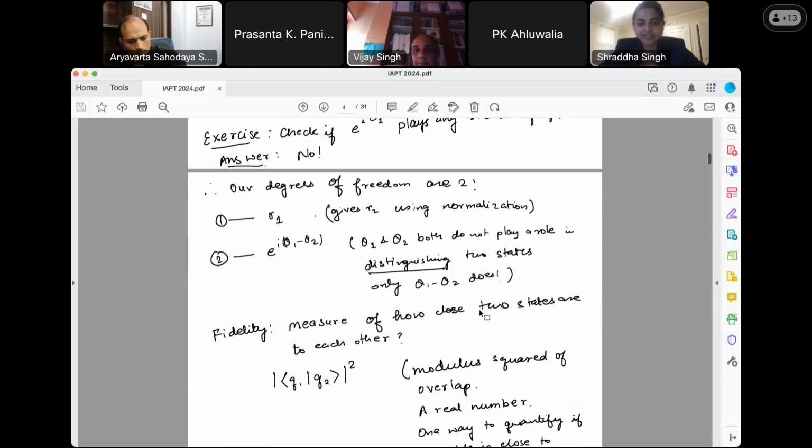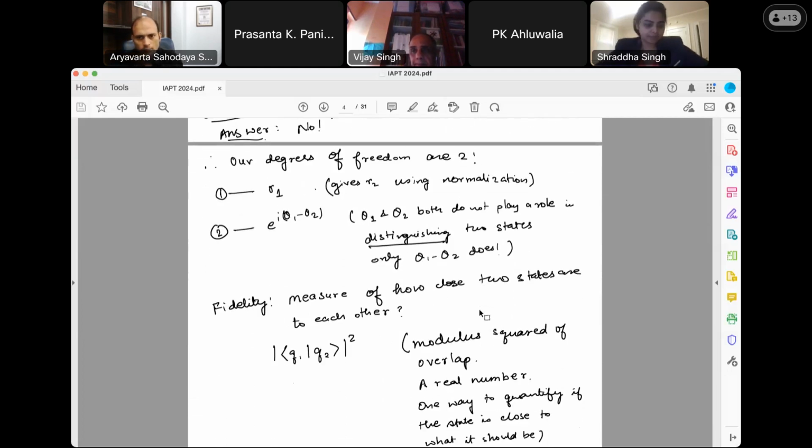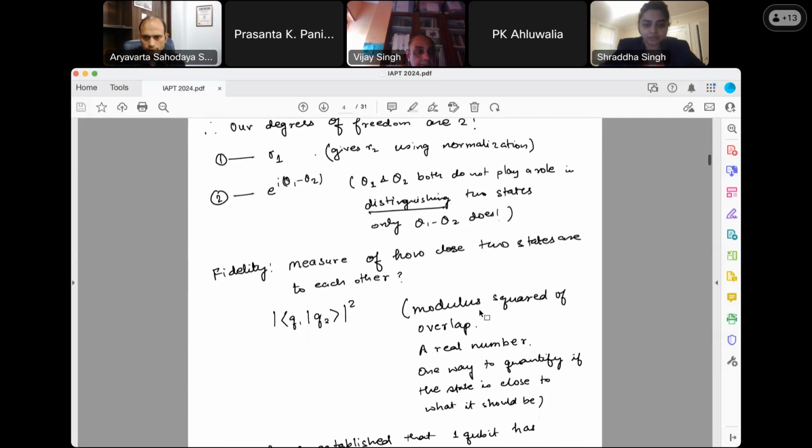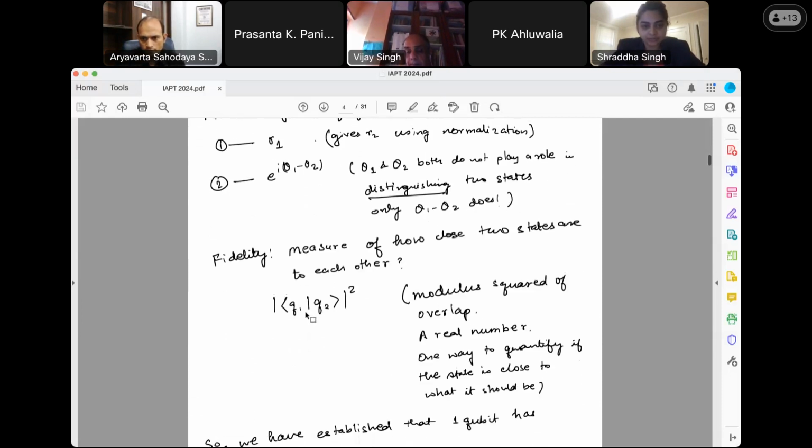So fidelity, I think Professor Panigrahi has used this term quite a lot as well. There are different measures of fidelity, and the one I am going to show you is the following, which depends on the overlap. Modulus square of the overlap tells you how close two states are. So if Q1 and Q2 were both 0, that means they were both the same state, this modulus square will be equal to 1. If they were both 1, it will be equal to 1.